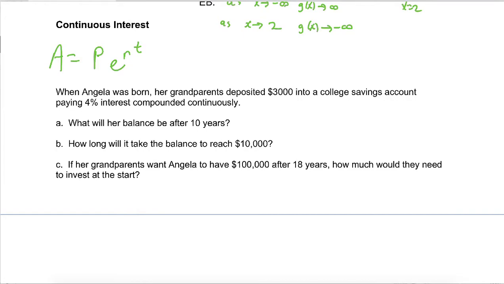So if we have a specific example here. Angela was born, her grandparents deposited $3,000 into a college savings account paying 4% interest compounded continuously. So our P is 3,000, and the R is 0.04. Those are what we call parameters. They're not variables.